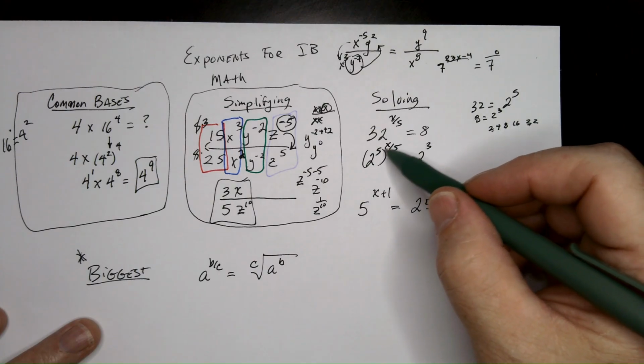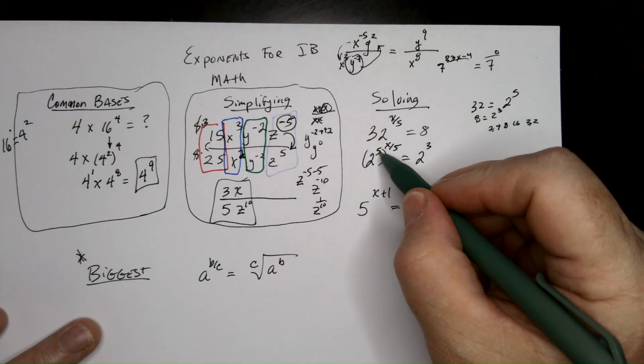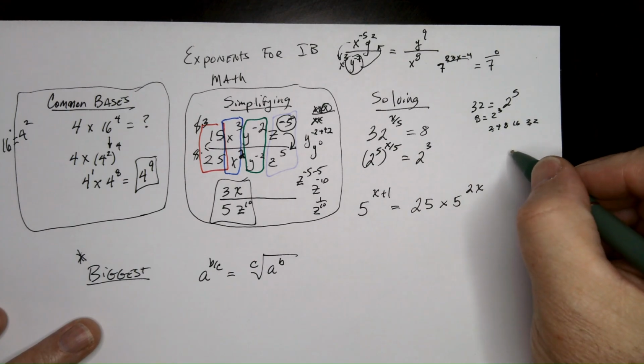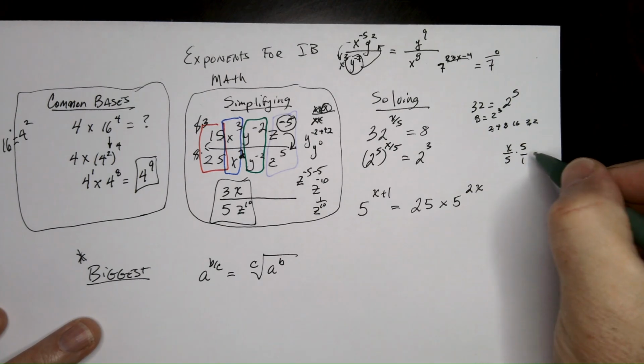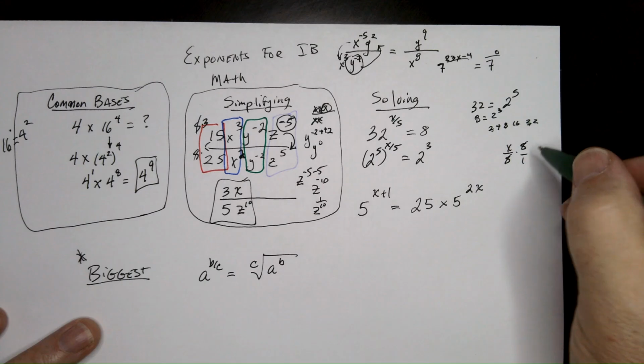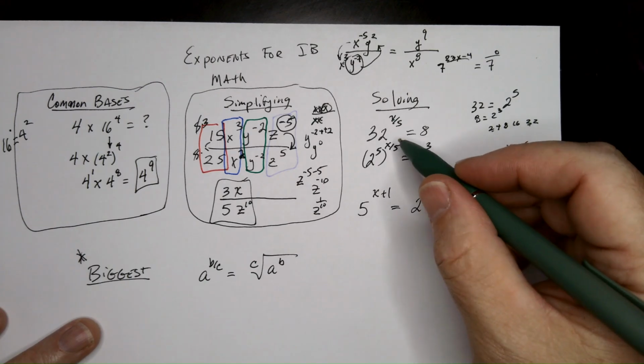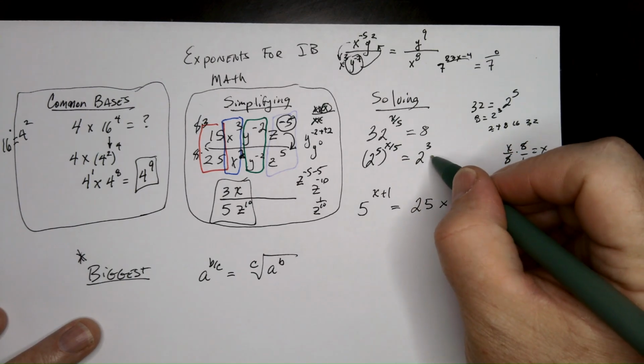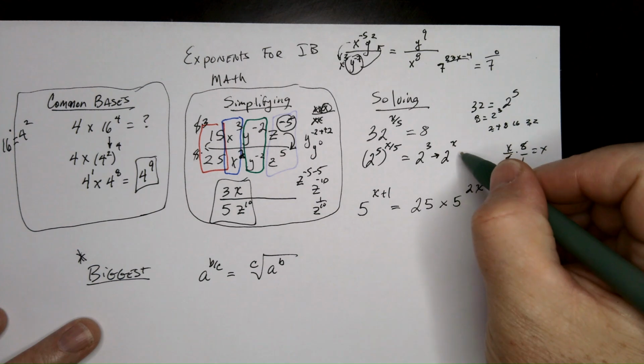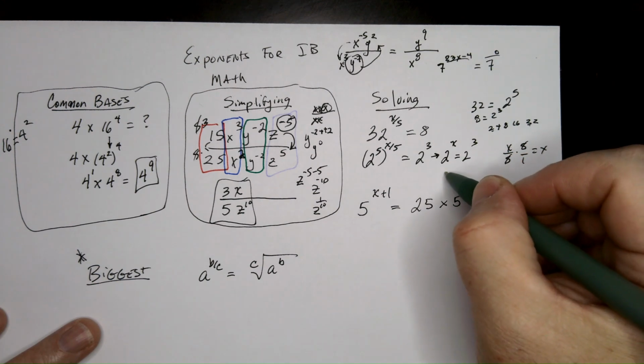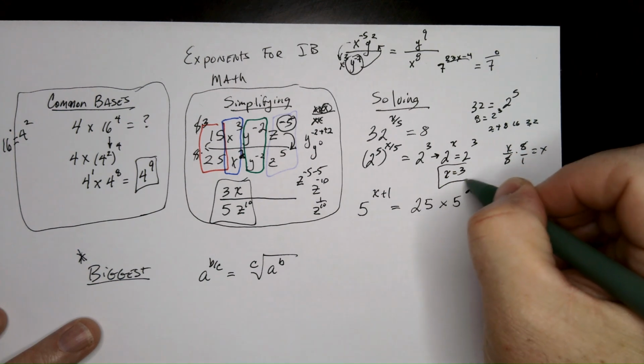Okay, so I've got to simplify this right here. I have a power raised to a power, so I have to multiply those. See, if I have x divided by 5 times 5, well, it's the same as 5 over 1. Those are going to reduce. That's just going to be x. So what I've got is 2 to the power of x equals 2 cubed, so x equals 3.